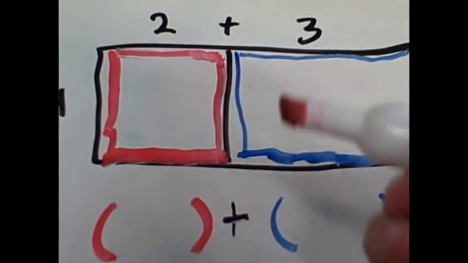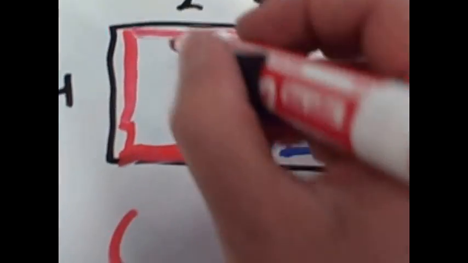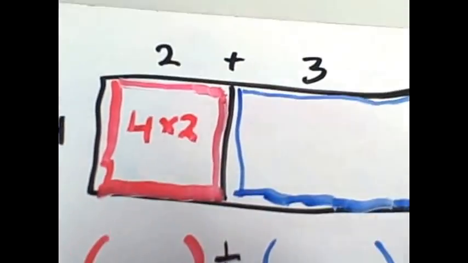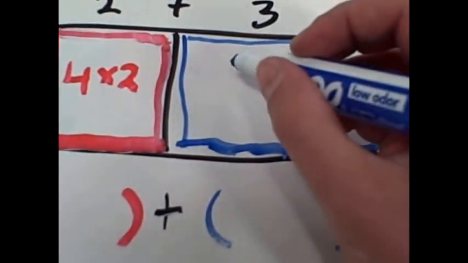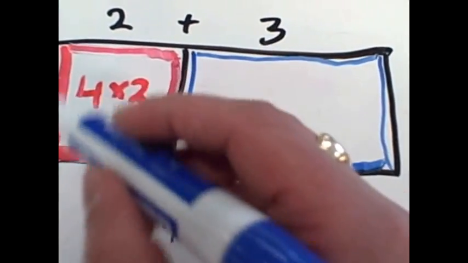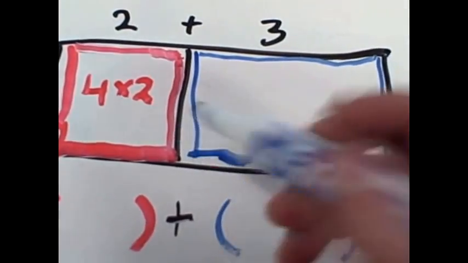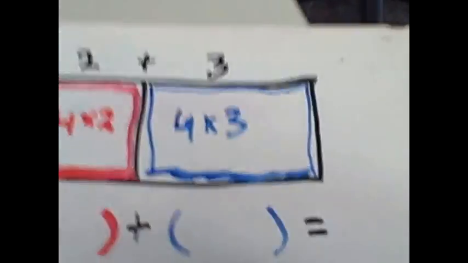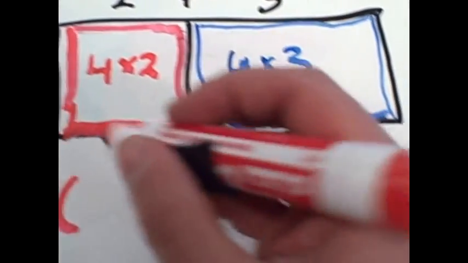So the area of the red rectangle, I really like to write the length times width right on the inside so we know what it is. And we know this is a 4 by 2, 4 times 2. And the area of the blue one, since this length is 4, we know this length is 4 too. And that's the trick. A lot of kids forget. But opposite lengths of a rectangle are always the same. So this is 4 times 3.